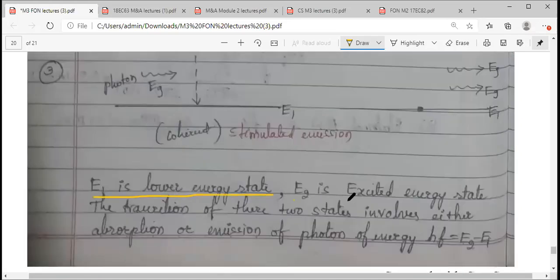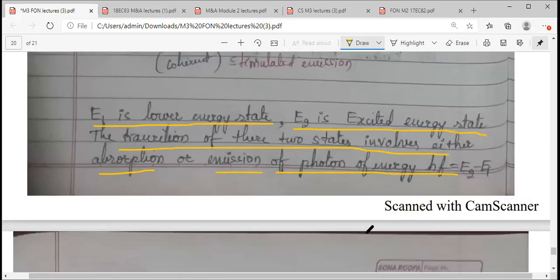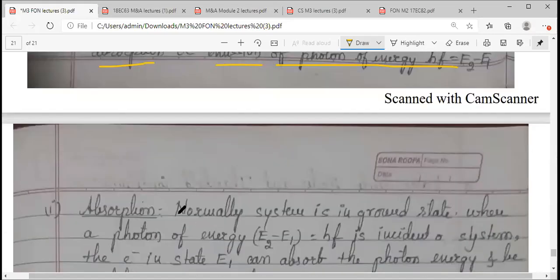E1 is the lower energy state, E2 is the excited energy state. The transition of these two states involves, so I'm talking about in general, either absorption or emission. Emission again will be either spontaneous or stimulated. This is the general mechanism of photonic energy, that is hf is equal to E2 minus E1, that is Eg, the gap energy.